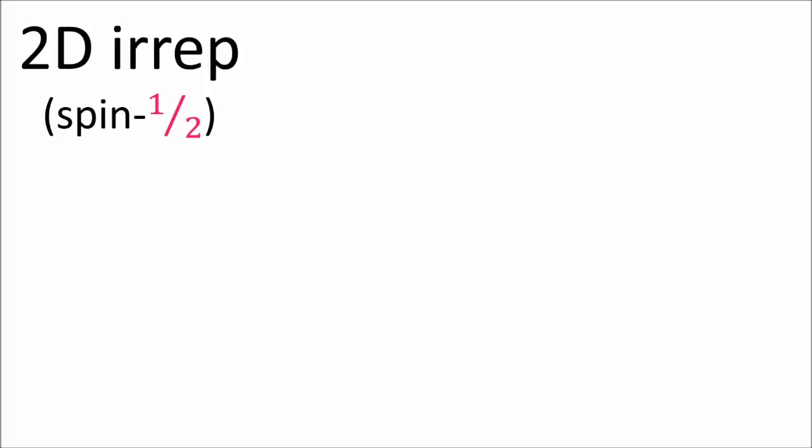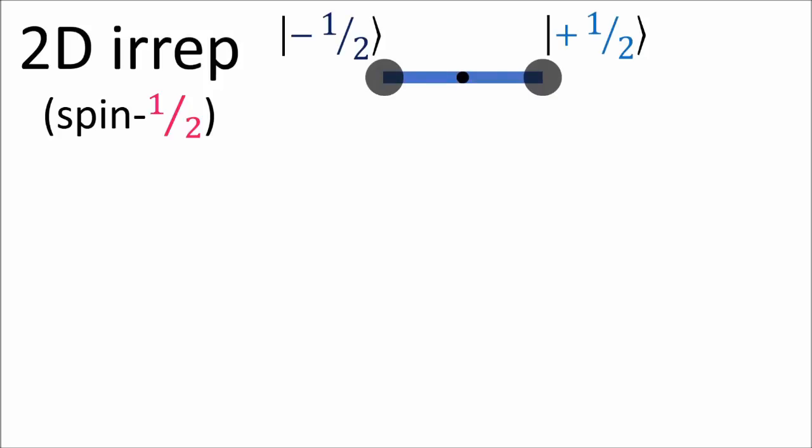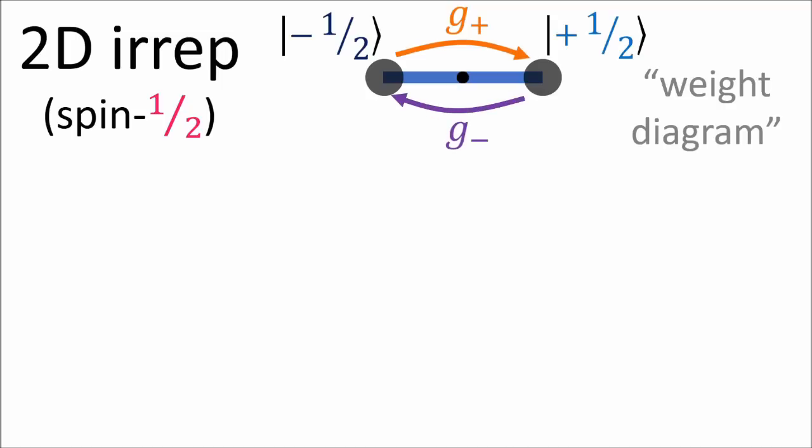Now, there's a trick from Mark Thomson's Modern Particle Physics book that helps us get these irrep decompositions more easily. We can illustrate the 2-dimensional SU2 irrep as 2 states, represented as 2 nodes connected by a line segment. The ladder operators move us between the 2 nodes. This is called a weight diagram.